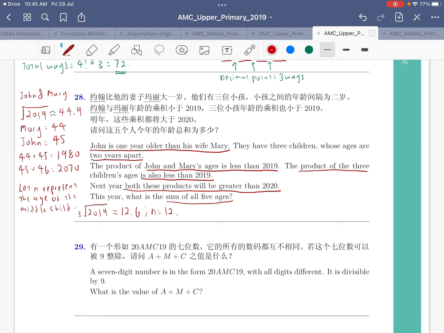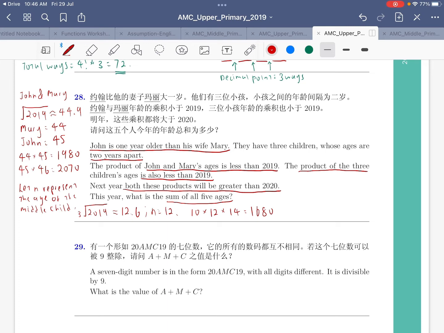So now we have to check whether it works. Since their ages are 2 years apart, let us take a look at the first condition first. In this case, the youngest child will have an age of 10, the middle child 12, the oldest child will be 14. So 10 times 12 times 14 is going to give us 1,680, right? Which is less than 2020. So that's good.